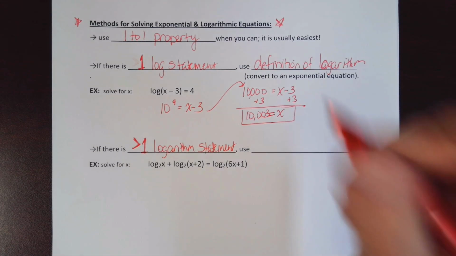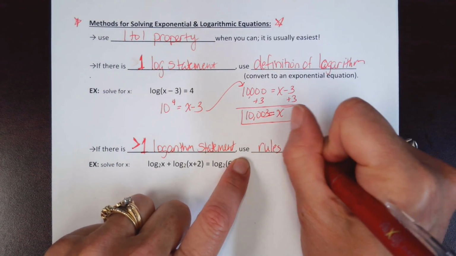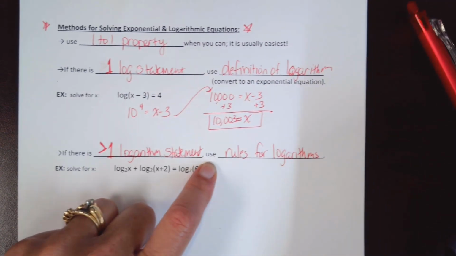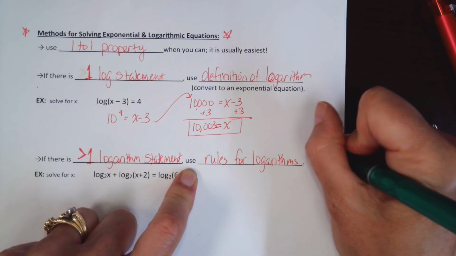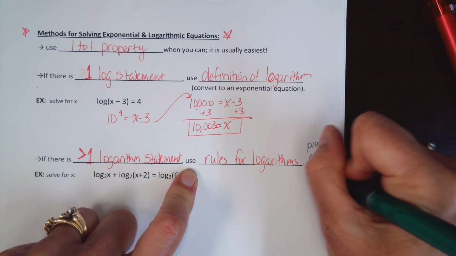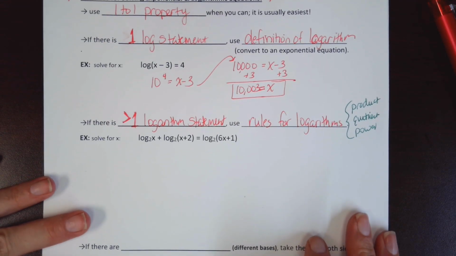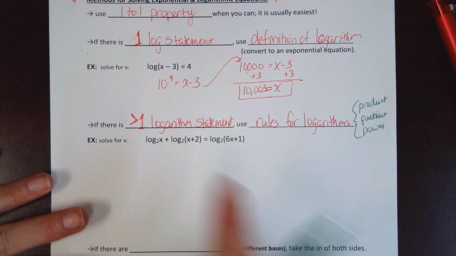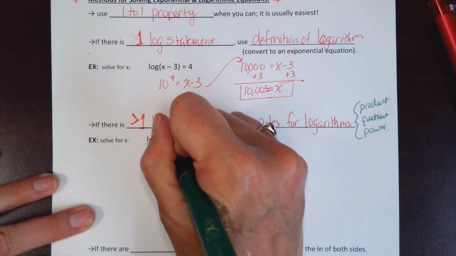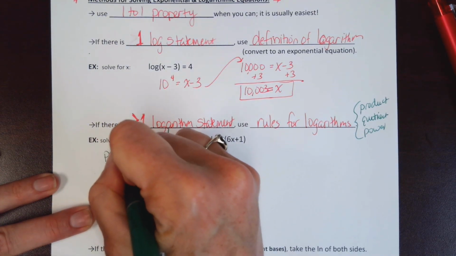Well, in that case, I'm going to apply the rules for logarithms. What are my rules for logarithms? I have a product rule, quotient rule, and a power rule. Look back at that last section of guided notes to find those. Right here on the left side of my equation, I have 2 log statements combined with addition. Addition pairs with multiplication, so I'm going to use my product rule.